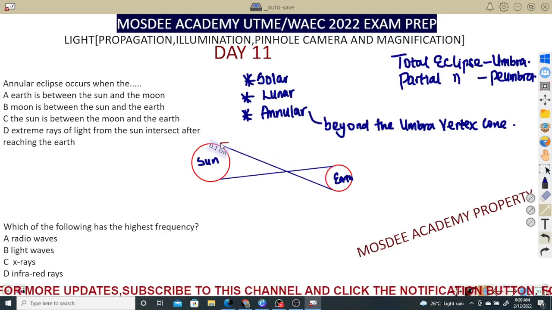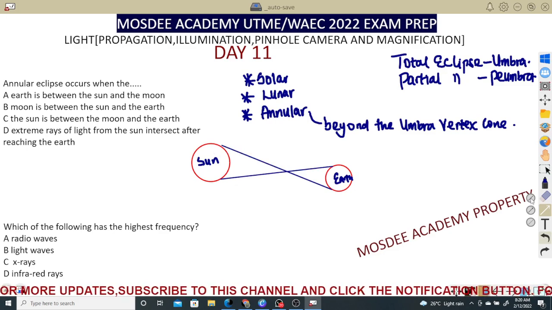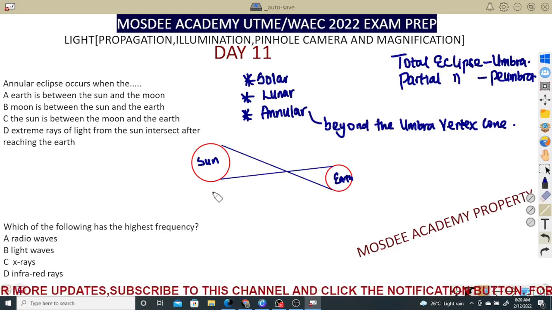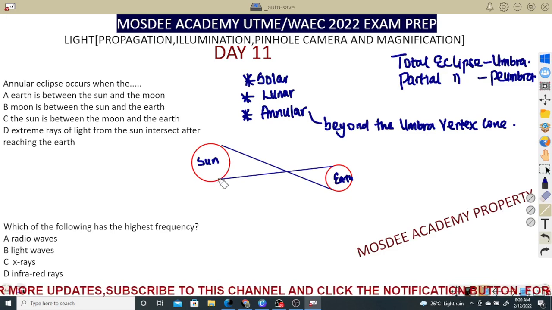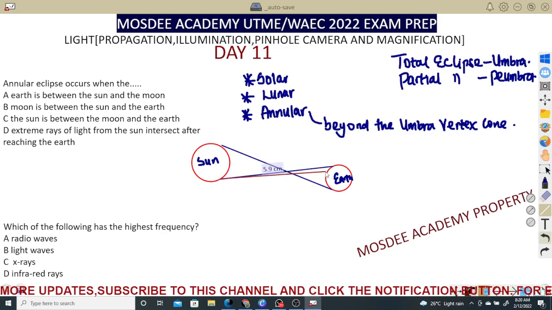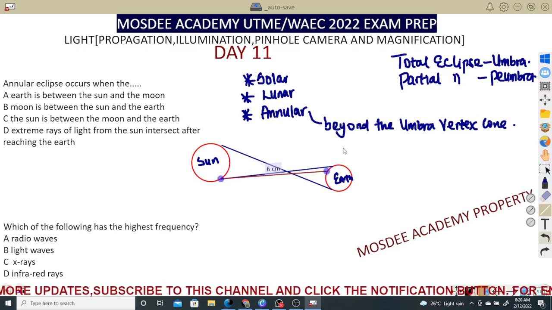I will not use this type. Let me use the normal type of rays, which I believe is the best for now. So look at this now. Then I'm going to take it like this for you to see. That's why I'm trying to use a brown.